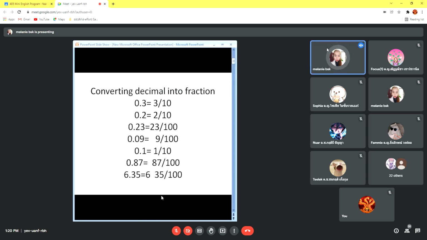Open your book on page 116. Answer items 1 to 9. Page 116, the math book, numbers 1 to 9.